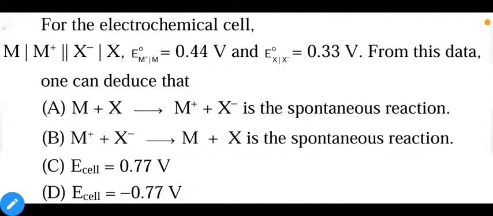Now try to solve some other examples yourself. If you find any difficulty or any different type of questions, feel free to ask. We will discuss them in detail.